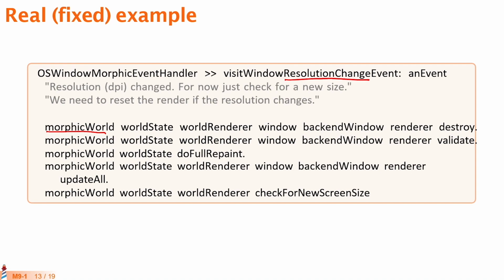And when we were resizing the window, we were actually taking the state of the world, taking the renderer of the world from the world state, and taking the actual window from the renderer, asking it the backend window, which actually represents the physical window from the operating system, asking it its renderer, and finally destroying it. So this is actually not satisfying the law of Demeter. The same thing happened in the lines below, all up to the end.